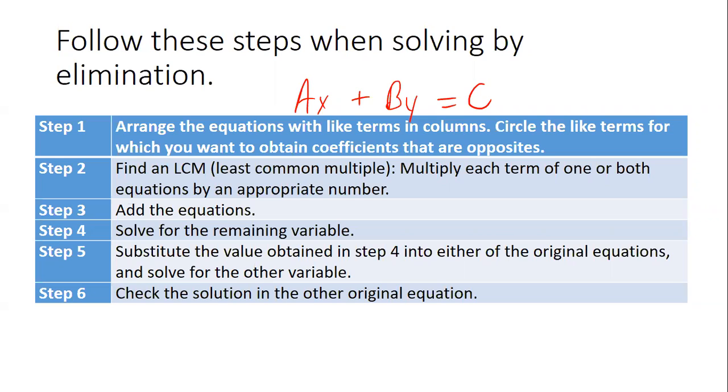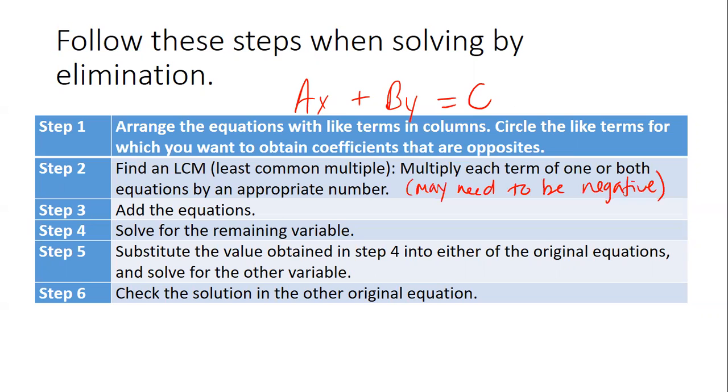And the goal is that when you add together, one variable should eliminate, okay? For your least common multiple, it may need to be negative. And then we're going to solve for the remaining variable. And then we go back and substitute. And then we check our solution. Okay. So these are a little more steps, but totally doable.